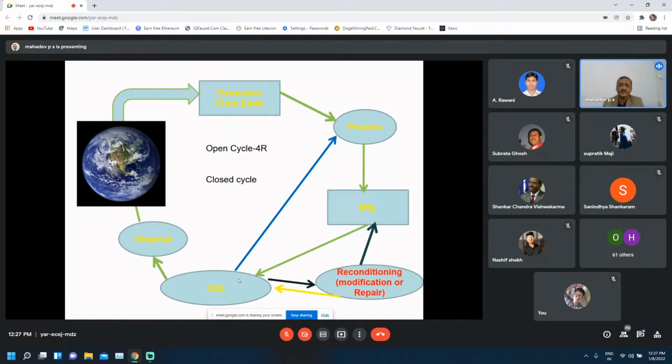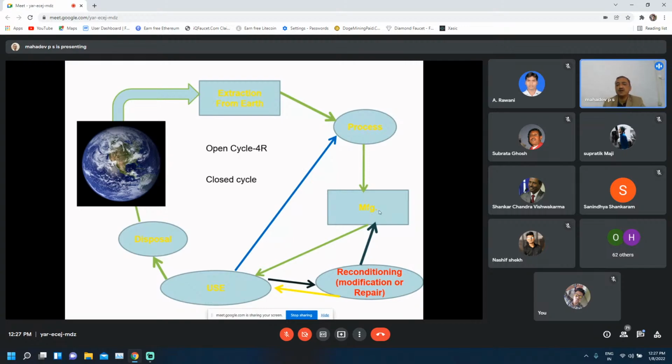After manufacturing, what we do, we use it in our day-to-day life or in industry. Then we dispose of it, and it goes as waste. So that is a closed cycle. Instead of that, if we look at the 4 R's: reduce, reuse, recycle, and regenerate. With this, that constitutes an open cycle.